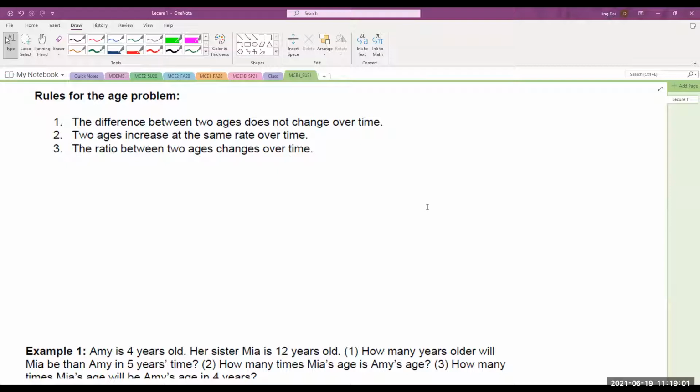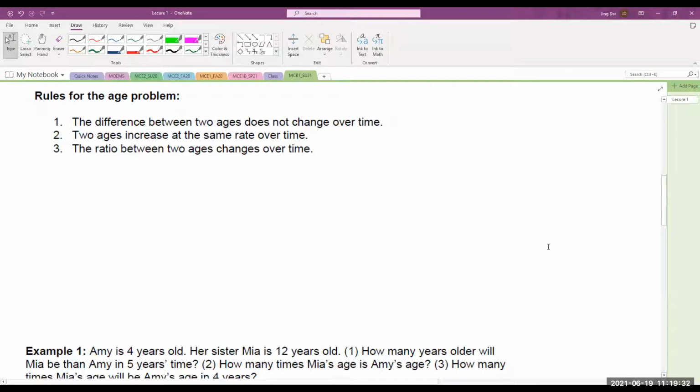So let's look at the 3 simple rules for the age problem. Okay, I don't want you guys to memorize this. Really, we need to understand, not memorize. So the first rule: the difference between 2 ages does not change over time. Can someone give me an example of that rule? The difference between 2 ages does not change over time. Any examples?